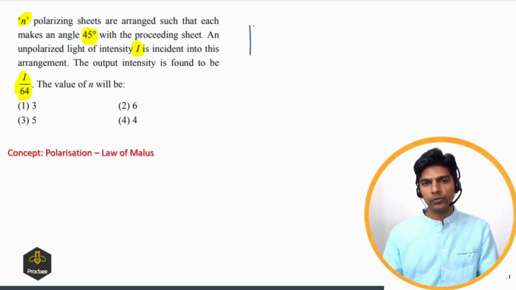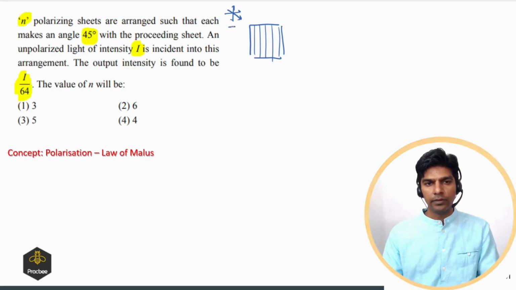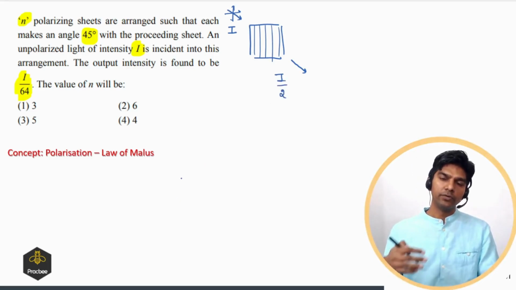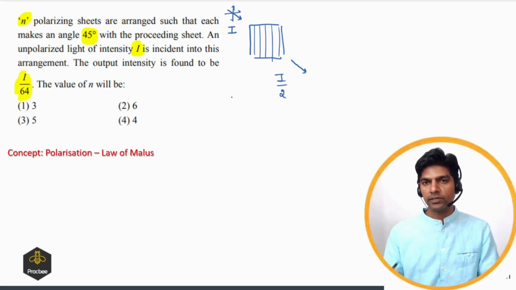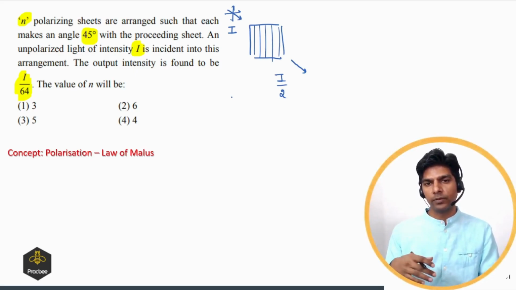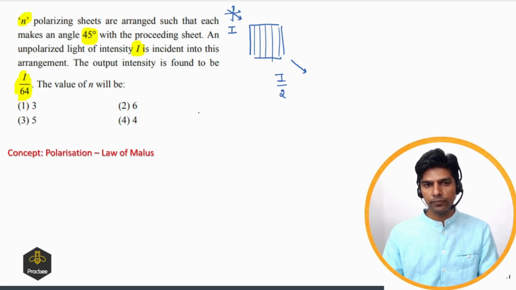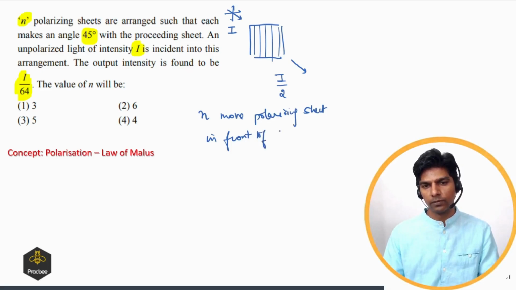So if I consider the very first Polaroid or polarizing sheet, which is having a pass axis vertical, and we have an unpolarized light, it has an intensity I. So after this, the intensity will become I by 2. Now the next Polaroid has an angle of 45 degrees with respect to the first Polaroid. So let us say there are n more polarizing sheets in front of the first sheet.